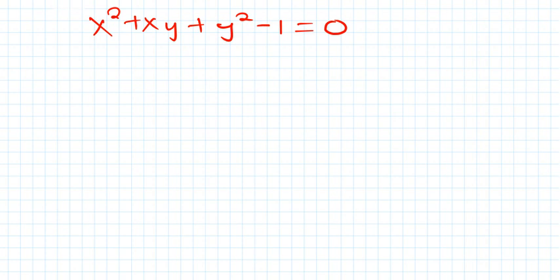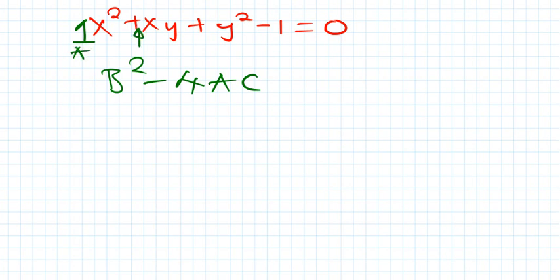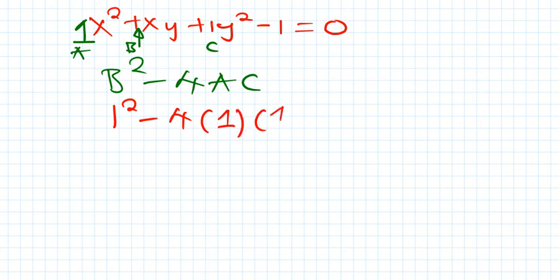Okay, so the concept is very simple. B squared minus 4ac. I told you to say the coefficient of x squared is your a. In this case, it's a 1. And then your b is the coefficient of the product, and your c is the coefficient of y squared. So our b is 1, so 1 squared minus 4. Our a is 1 as well. Our c is 1 as well. So we have 1 minus 4, which is a minus 3.